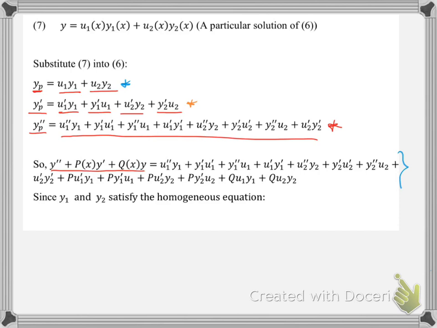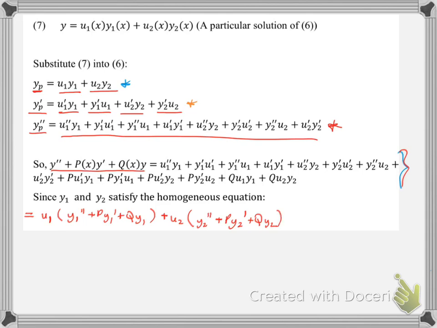Since y sub 1 and y sub 2 satisfy the homogeneous equation, what I'm going to do is regroup these terms. And this is how I'm going to regroup them. So I'm not changing anything. I'm just regrouping. So I'm going to factor out a u sub 1. And if I do that, I'll get y sub 1 double prime plus p y sub 1 prime plus q y sub 1. Okay, and of course I'm looking at my notes right now because I've written this down already. Plus u sub 2 times, and what will be inside? Well, y sub 2 double prime plus p y sub 2 prime plus q y sub 2.